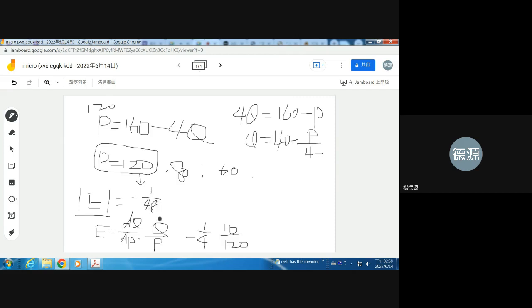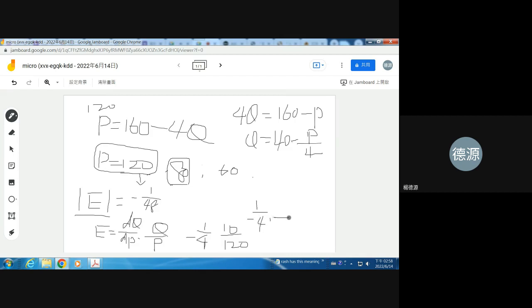Ye Yifang, do you get it? This is how to calculate it. So when price is equal to 80, how much is the price elasticity of demand? So it's going to be equal to 1/4, right?